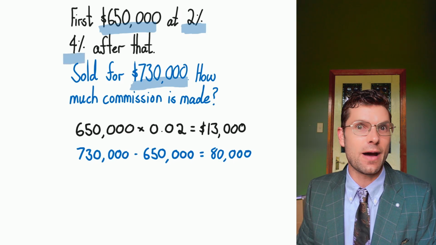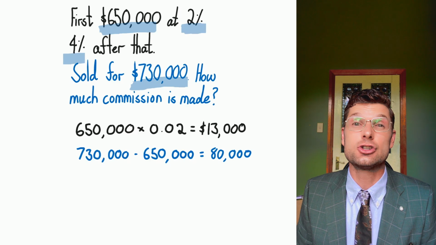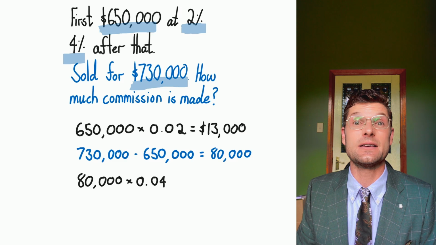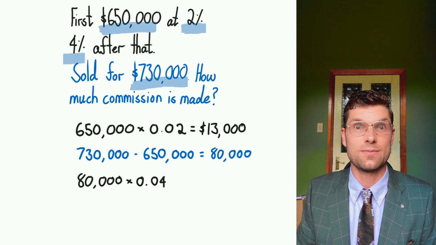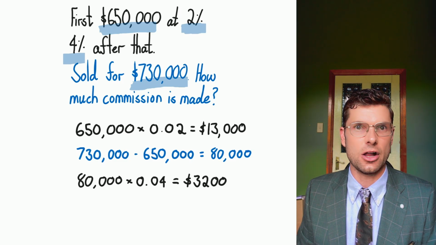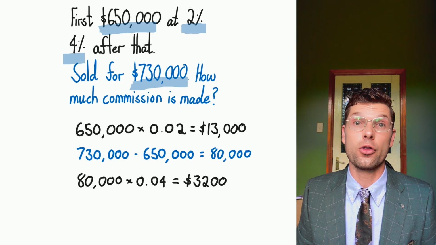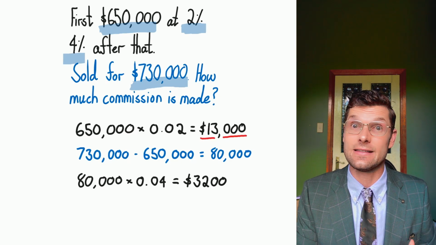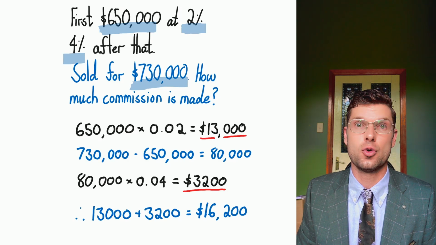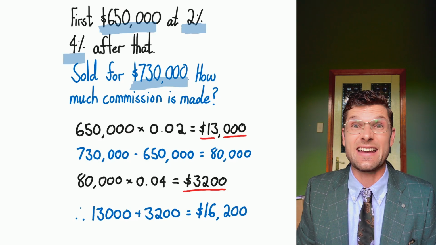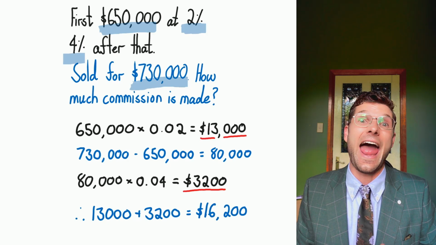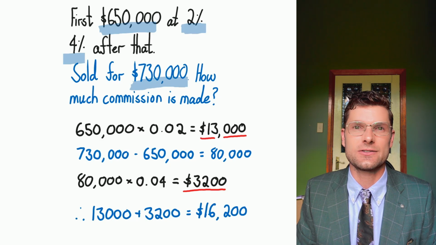Now, this is the extra money for every dollar more. So instead of getting 2% for this value, we get 4% commission. So 80,000 times by 0.04. So twice as much percentage for this last bit of cash. That's equal to $3,200. So our total commission amount for the real estate agent is the baseline $13,000 plus the $3,200. So they made $16,200. So it's a bonus of about $1,600, which is a pretty good get for that real estate agent. And then as the seller, you sold your house for more money as well.